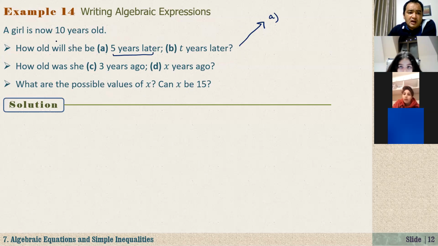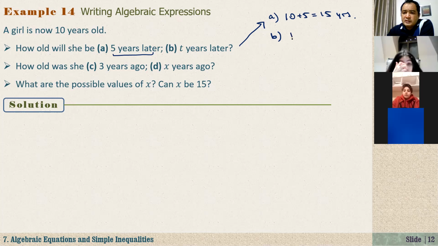5 years later, if she is 10 years old now, she will be 10 plus 5, 15 years. So 5 years later, she will be 15 years old. B, how about T years later? So now she is 10 years old. After T years, she will be 10 plus T years old.